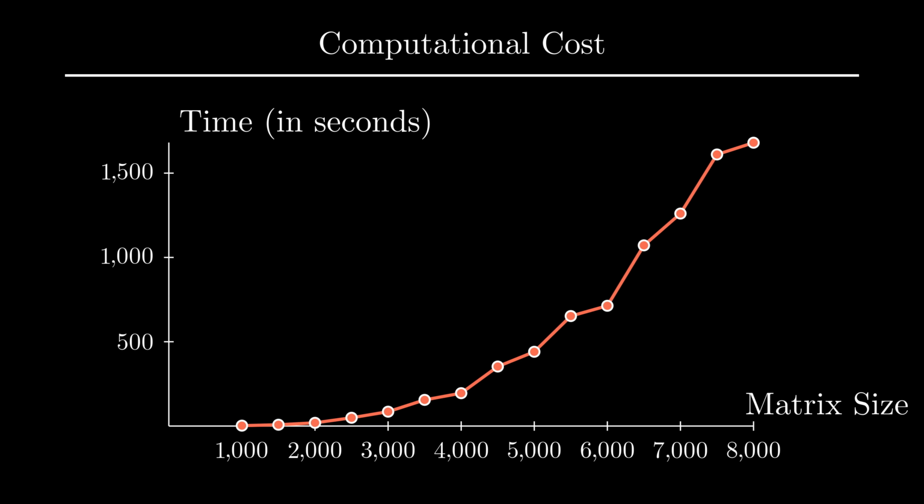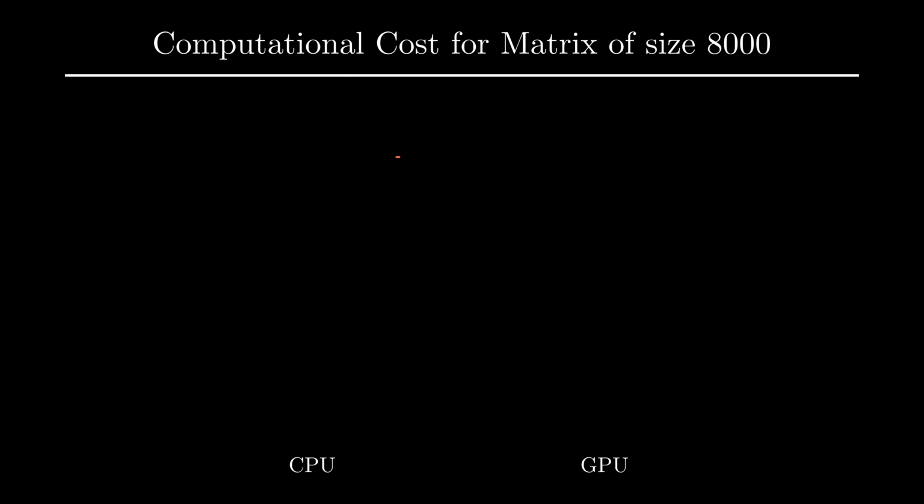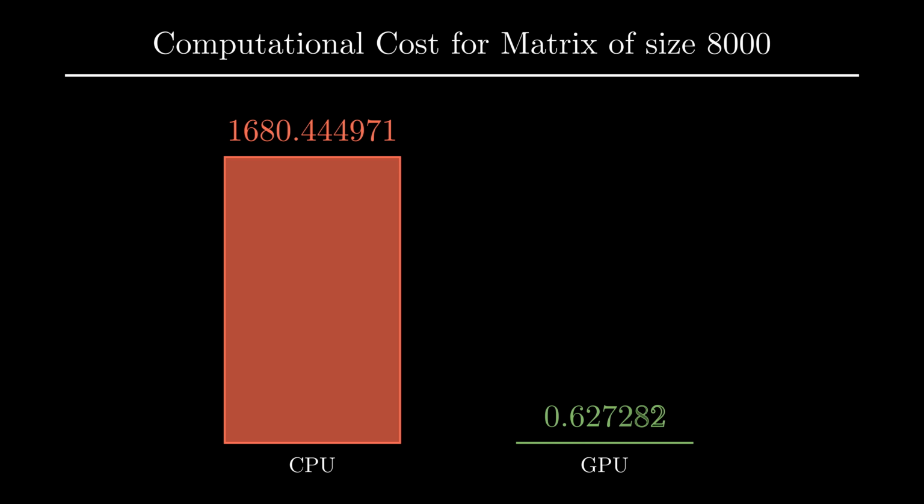Then in 2007, NVIDIA released CUDA and changed everything. For large matrices, the speed up from GPUs can be as high as 2000%.